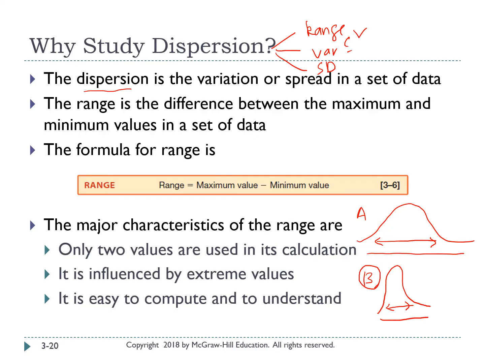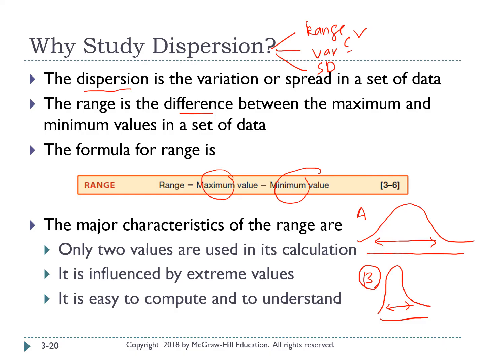So range is the simplest form of dispersion. What is range? Range is the difference between the maximum value and the minimum value. If you look at the formula of range, it is very simple. How to compute the range? Your maximum value minus the minimum value. As simple as that.